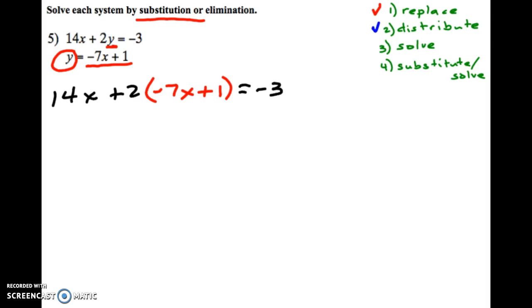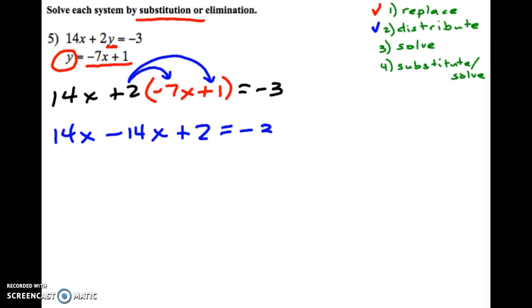Typically, the next step is to distribute, and sure enough, we're going to have to multiply that 2 through the parentheses. So when we write our next step down, we got the 14x. 2 times the negative 7x will be negative 14x. We'll have plus 2. This will equal the negative 3.